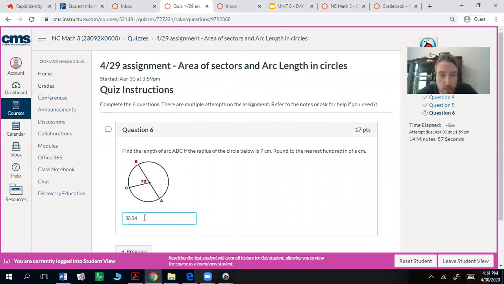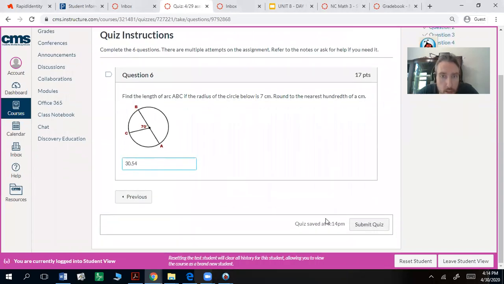30.54. Side quiz. Okay, how I get this right.